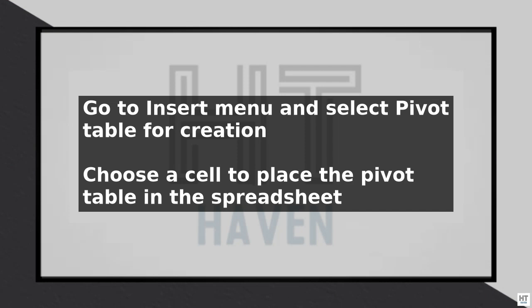You can also use filters to narrow down your data and focus on specific subsets. To do this, drag a field to the filters area and select the values you want to include or exclude.